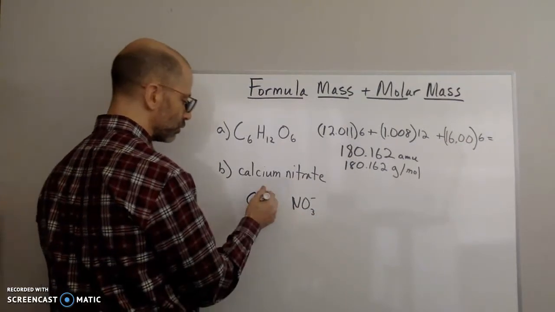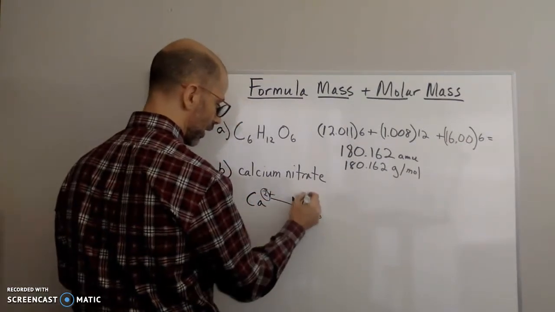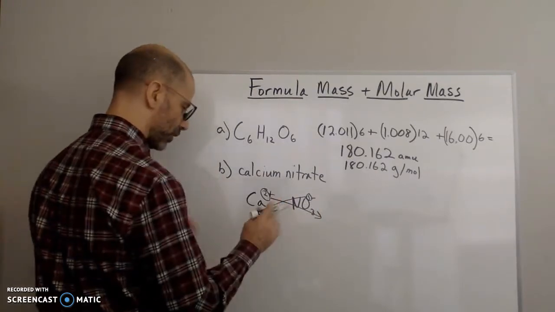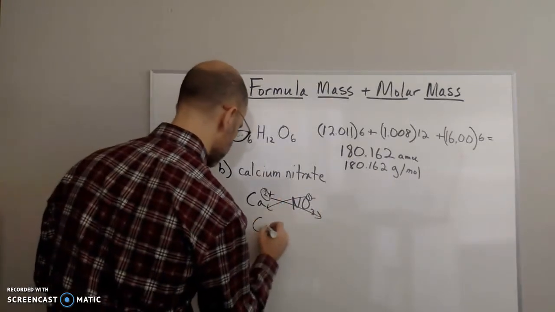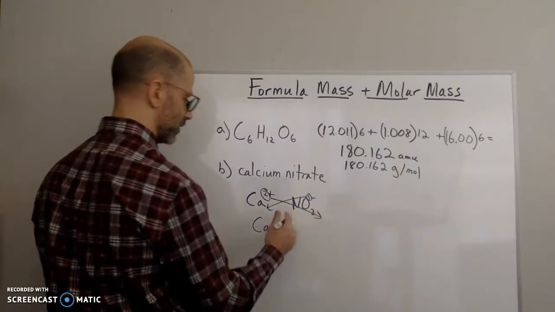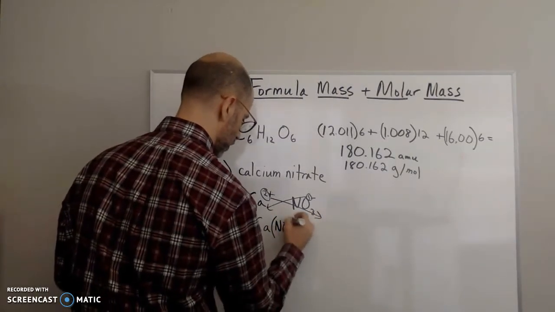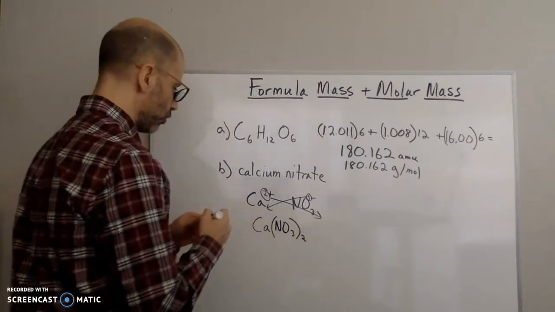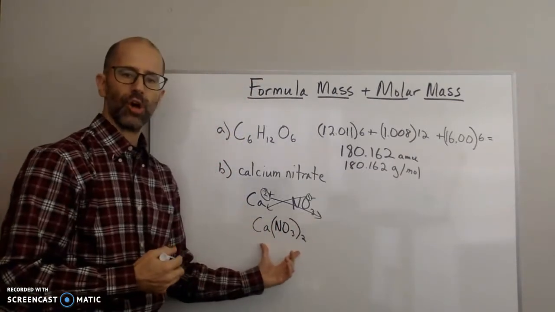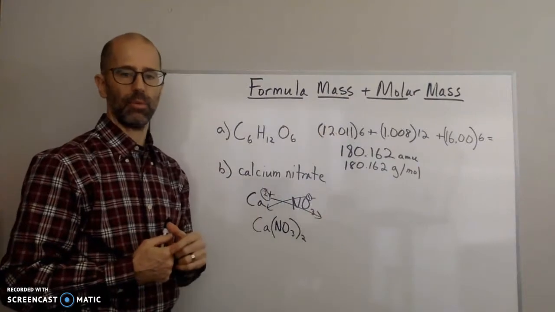You could also do the crisscross method, right? So I do a 2 down here and a 1 down there. We don't write the 1s, so it's just Ca. And then since I have 2 of my nitrates, I need parentheses. So Ca(NO3)2. So there's my formula. Without the formula, I can't find the formula mass and I can't get the molar mass.